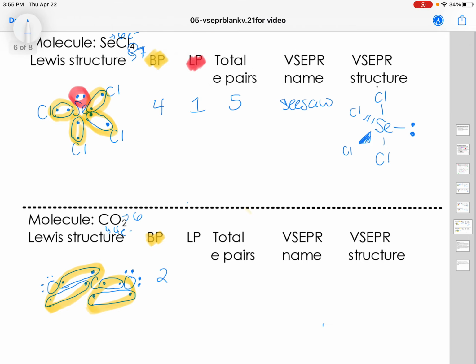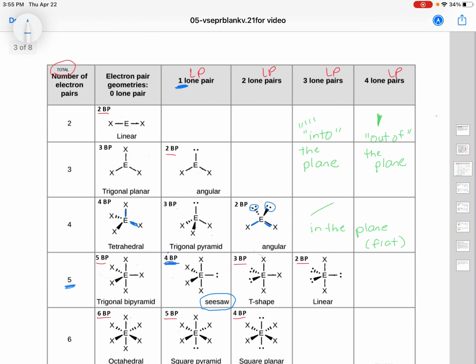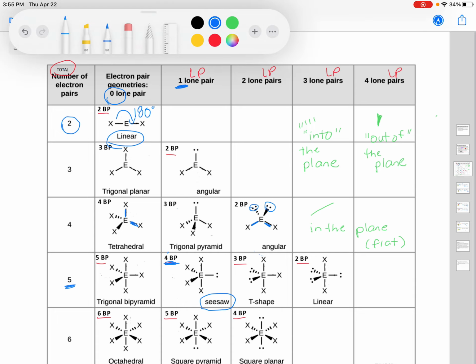2 bond pairs, 0 lone pairs. So the shape that we actually get is 2 and 0 lone pairs, which is linear. And in a real way, the carbon dioxide molecule is linear, or it has 180 degrees between its atoms. Like this bond is 180 degrees, right? So that's how we can always use this chart to rectify the situation.